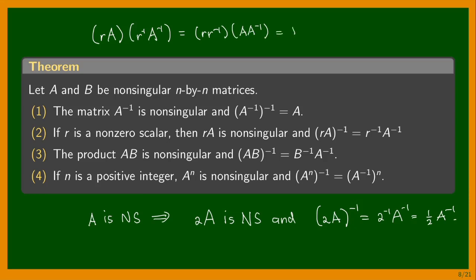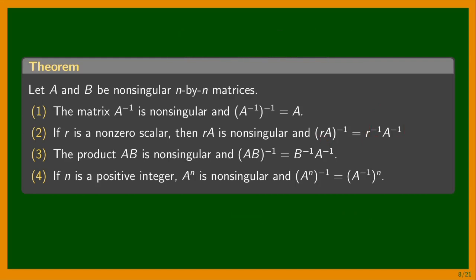As you can see, this is going to be 1, this is going to be the identity matrix, so the resulting product is the identity matrix. Similarly, if you multiply R inverse A inverse with RA, you also get the identity n by n matrix. This is why this matrix should be the inverse of R times A.